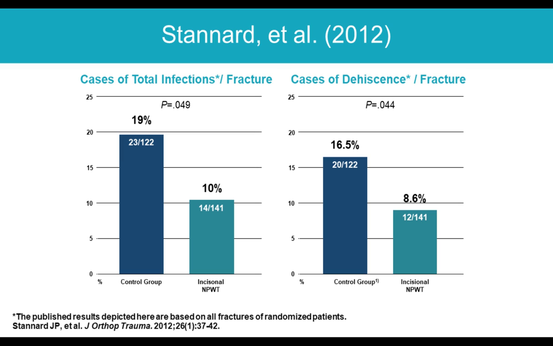And what they found was that when they looked at the infection rate in the dry dressing group, this is a pretty high-risk group. So high energy trauma, lots of soft tissue swelling, not a lot of soft tissue coverage in these 3 locations. So they had a 19% rate of wound infection in the dry dressing group. But in this same population with the same injuries, when they were randomized to a negative pressure dressing, that rate dropped by 50% down to 10%, which was statistically significant. They also looked at wound dehiscence, and they found that they had a 16% rate of wound dehiscence in the control group, but one that was cut in half with incisional vac, down to 8%.